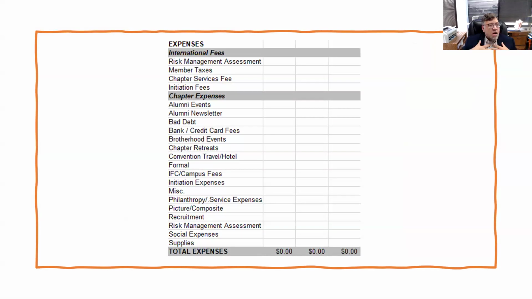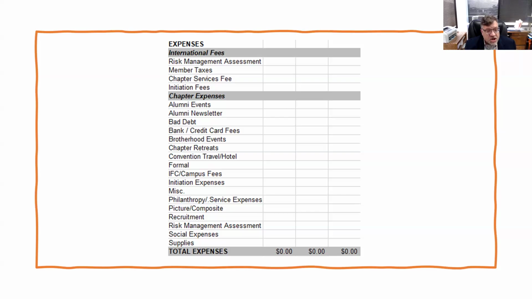Now, there are fees associated with the national fraternity. And we have an assessment schedule. Actually, I believe all of you have already been sent it for next year. But the member tax is $220 per member per year. The chapter services fee is $975 a semester, so $1950 per year per chapter, not per member. Half of it's due October 1st, half of it's due March 1st.